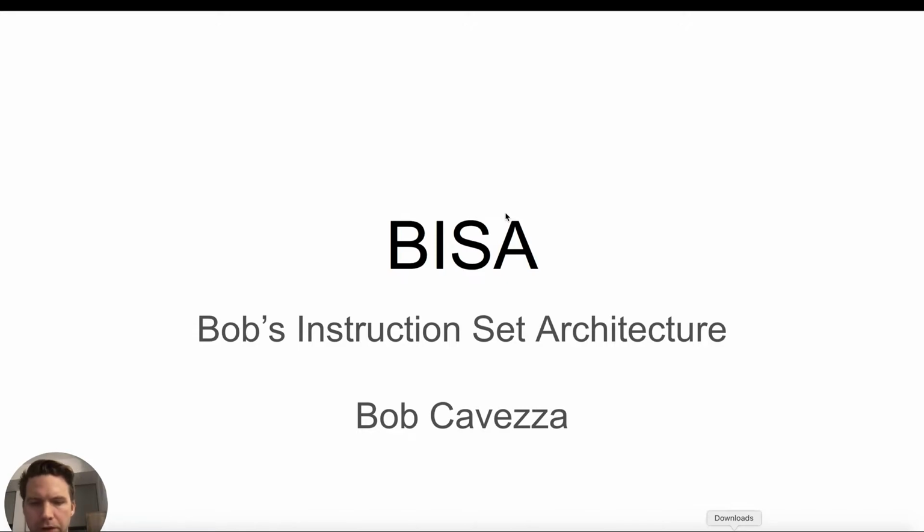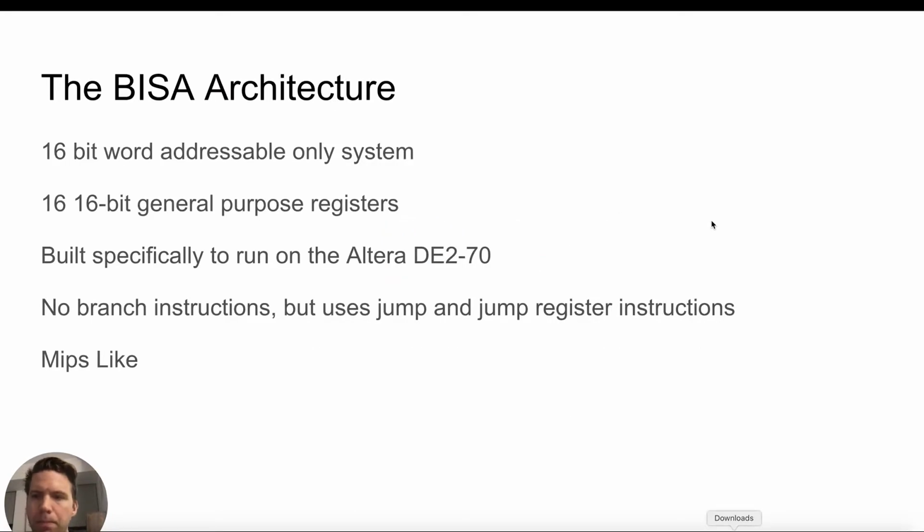For the computer architecture course, BISA, Bob's Instruction Set Architecture. BISA is a 16-bit word addressable only system. It includes 16 different 16-bit general purpose registers. It's built specifically to run on the Altera DE2-70 machine.